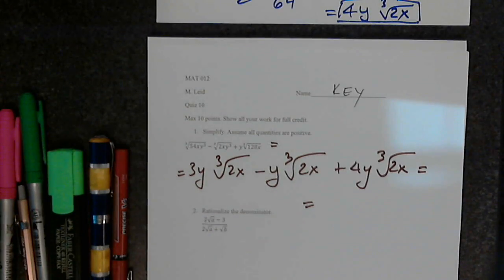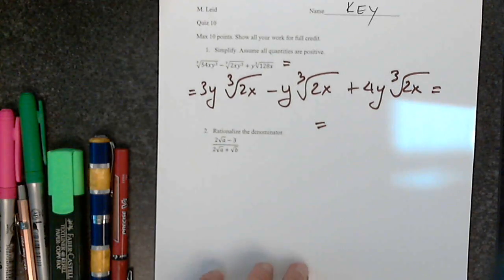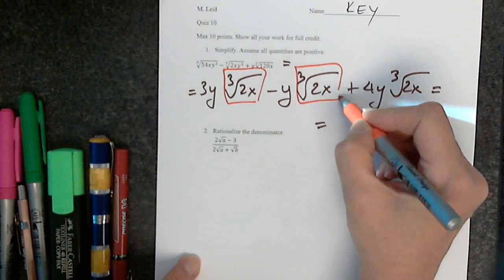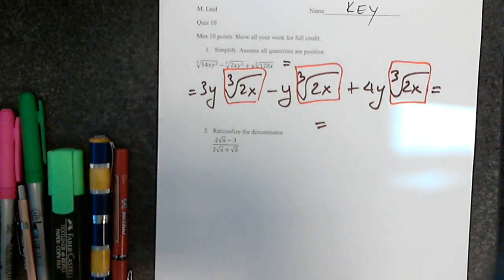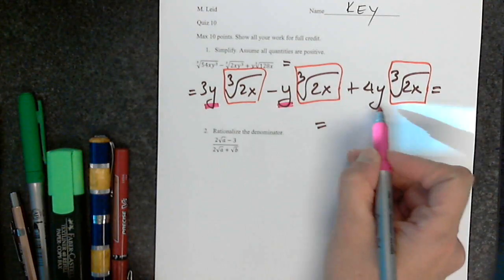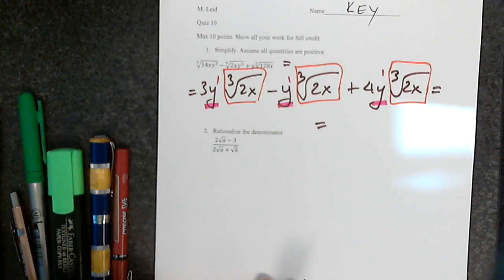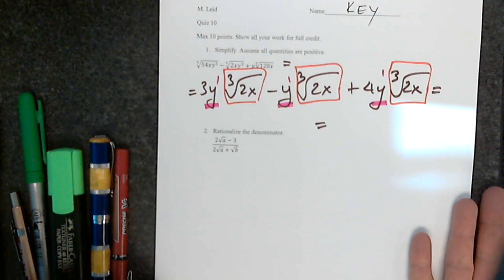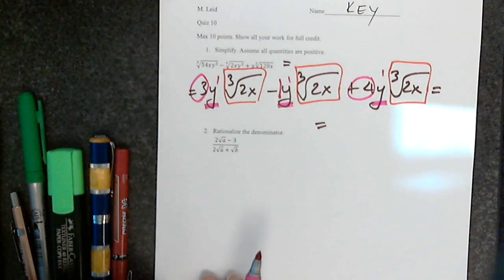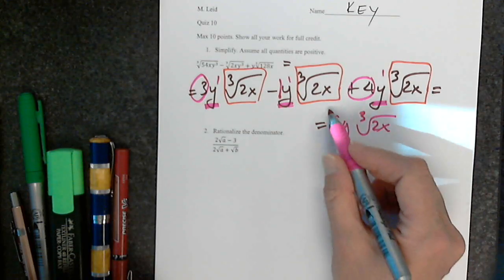And now, like we did last time, we have to analyze what we have. So I'm analyzing, and I see that this is the same in all three, which is the irrational part. I see that they have the same variable in front and the same power of the variable, which means that all these are like radicals. And I can say 3 minus 1 plus 4. So that's 7 minus 1, which is 6y, the cube root of 2x.